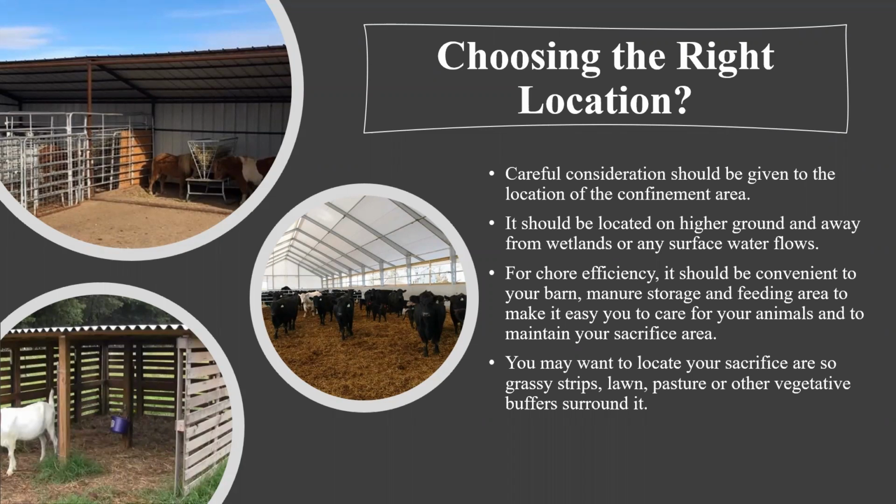Choosing the right location for a heavy use area. Careful consideration should be given to the location of the confinement area. It should be located on higher ground and away from wetlands or any surface water flows. Surface water flows like lakes, ponds, streams, rivers. For chore efficiency, it should be convenient to your barn, manure storage, and feeding area to make it easy for you to care for your animals and to maintain your sacrifice area.